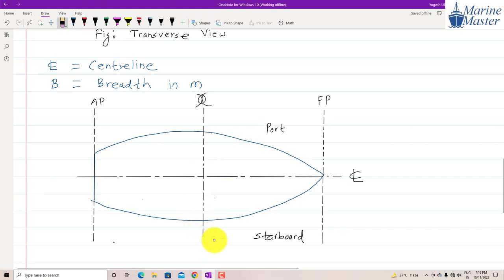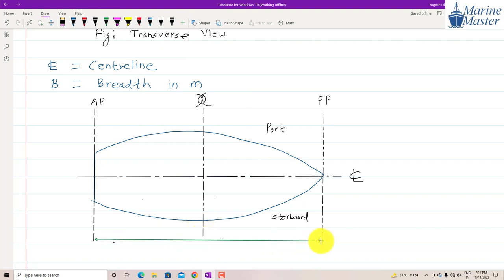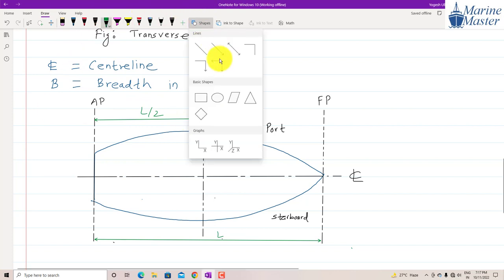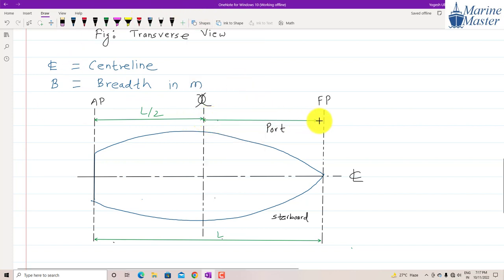So try to see the scenario here. Very simple discussion, guys, not that difficult. So from here to here, this distance will be what? The length of the ship. And from here to here, this distance will be L by 2, that is exactly midship. And this distance is also what, guys? L by 2.